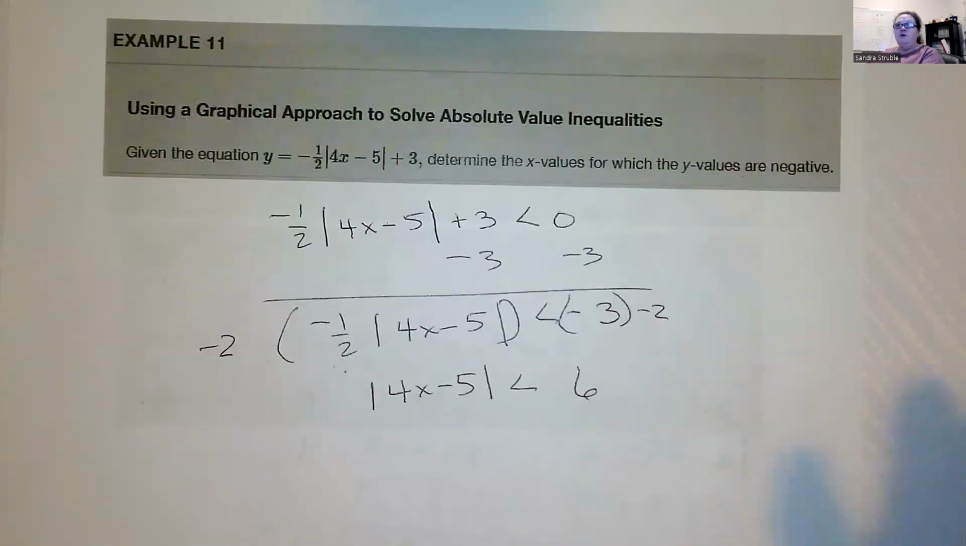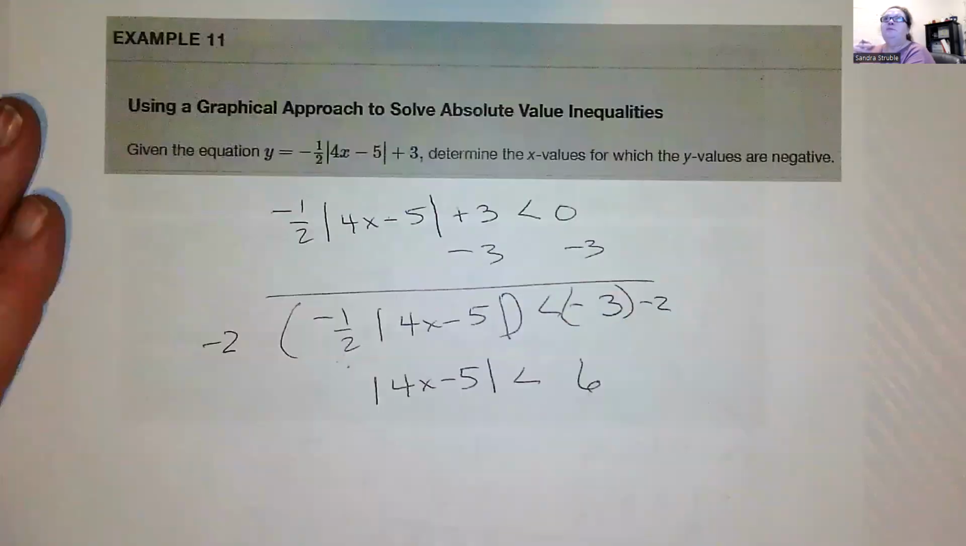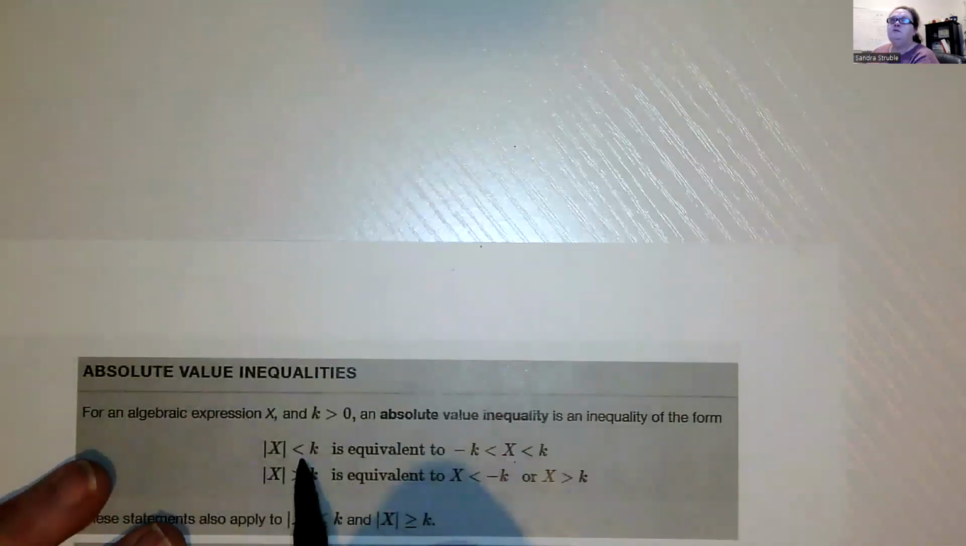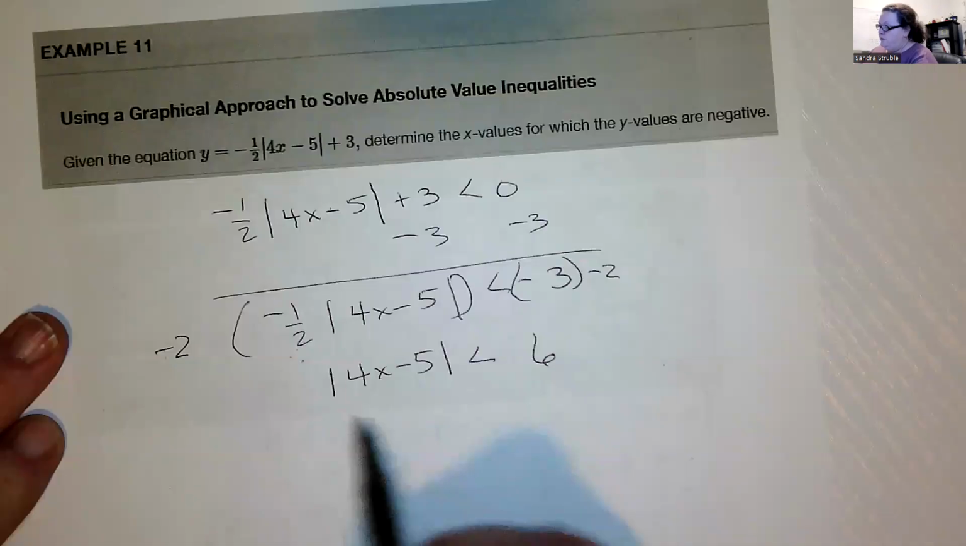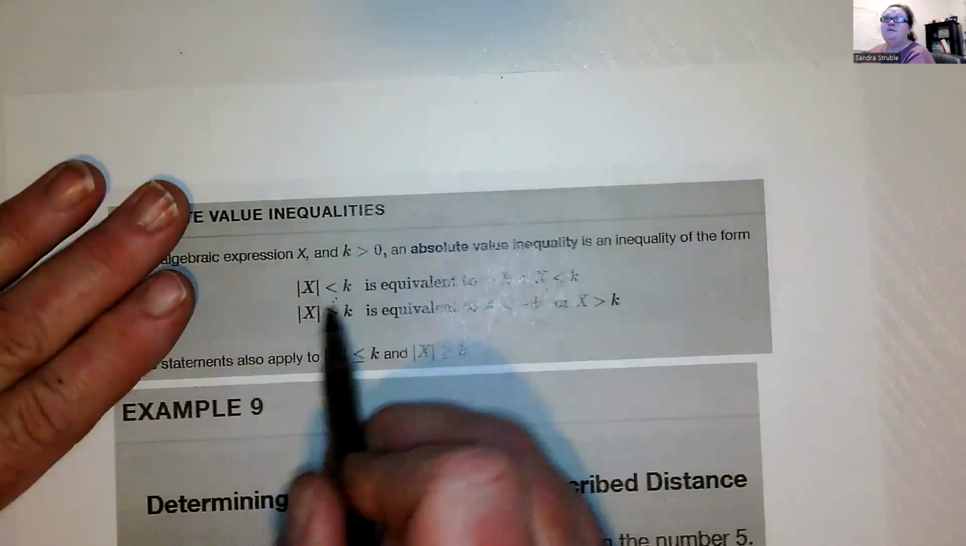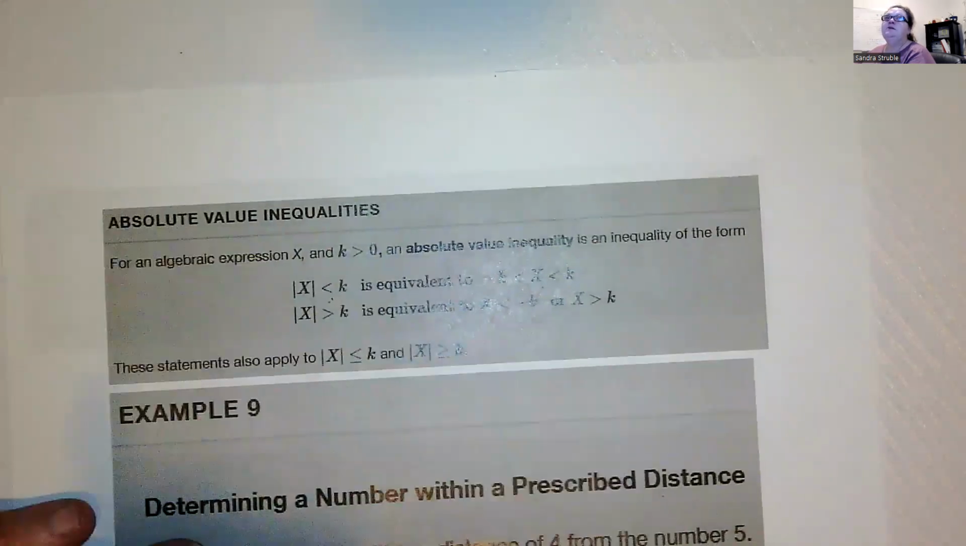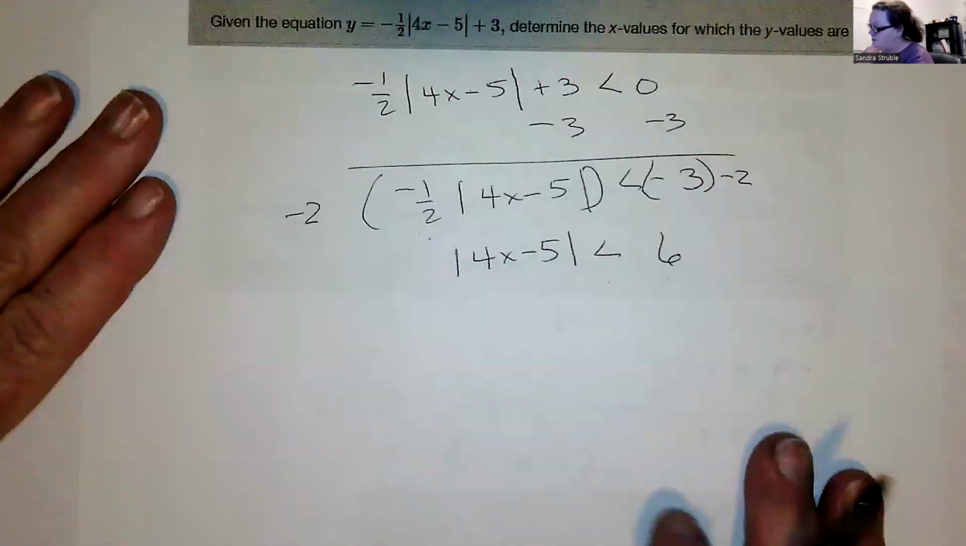All right, it's at this point I need to say, okay, the absolute value of 4x minus 5, I need to set it equal to 6. And the other thing I need to do is take 4x minus 5 and set it equal to -6. And why am I doing that? This is less than 6. So I have to use the fact that the absolute value portion is less than the constant. That's what tells me I need to do this.